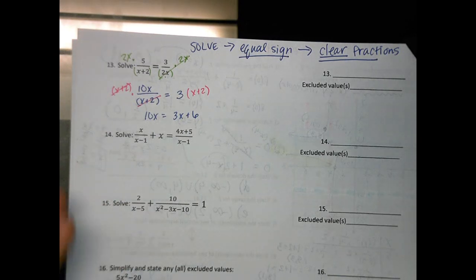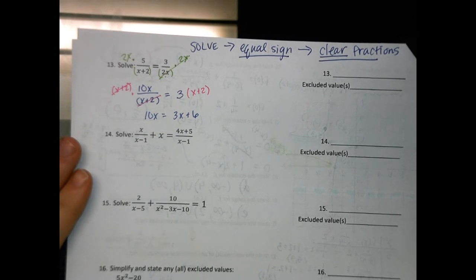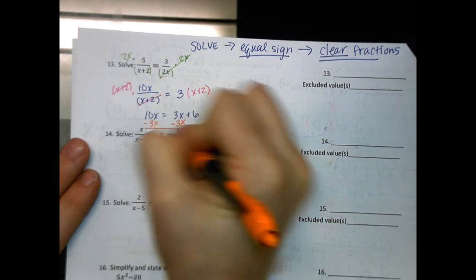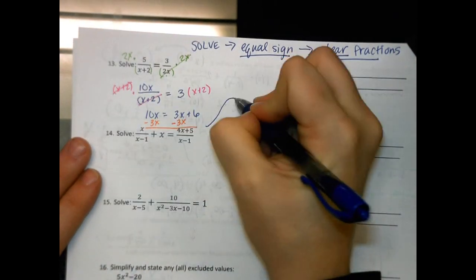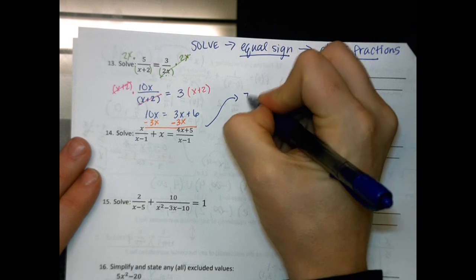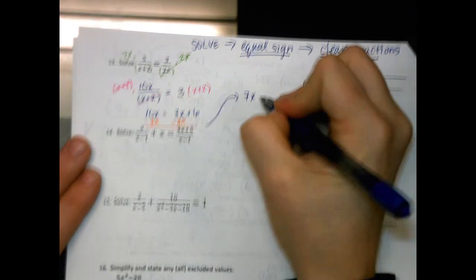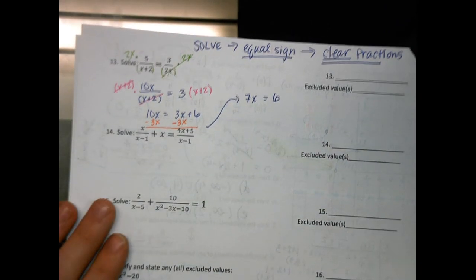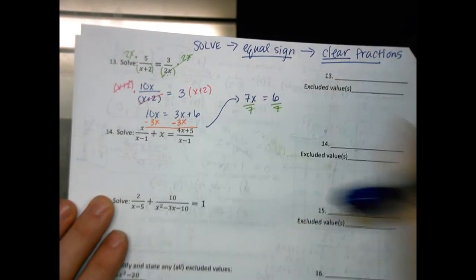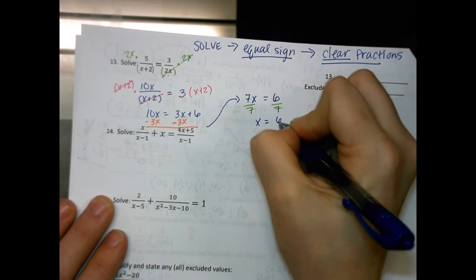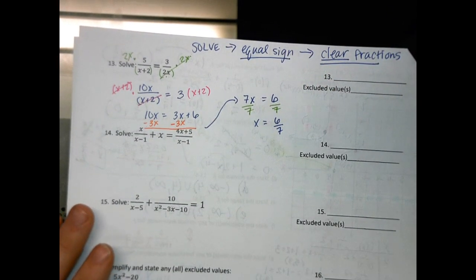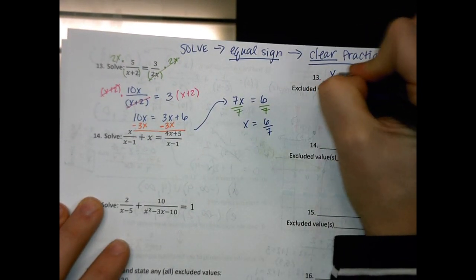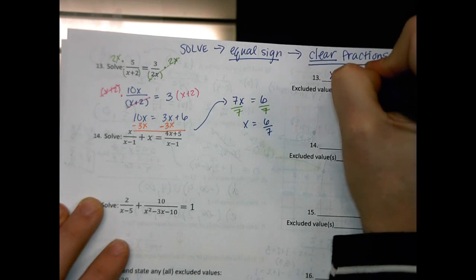Now how do I solve? Good. Subtract the 3x. We're going to continue on the right. 10x minus 3x is 7x. So 7x equals 6. What do I do now? There we go. We are awake. X equals 6 over 7. I would just leave it as a fraction because you won't have a calculator.